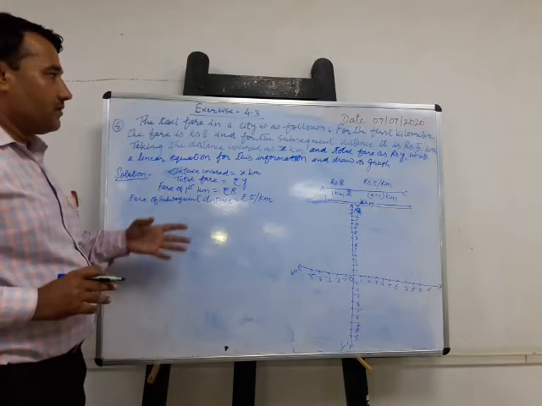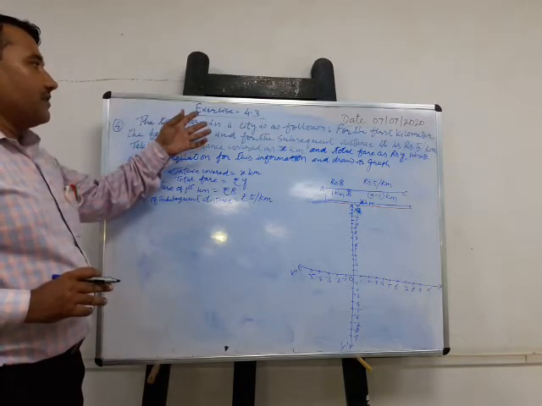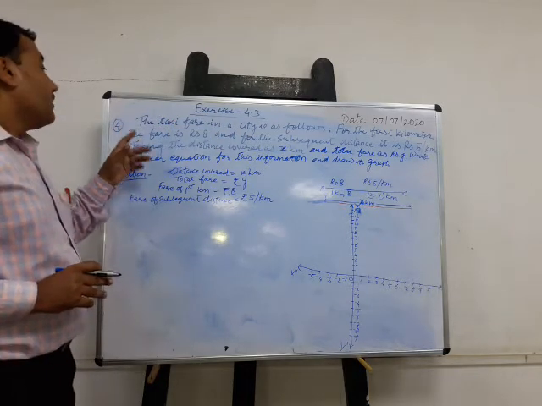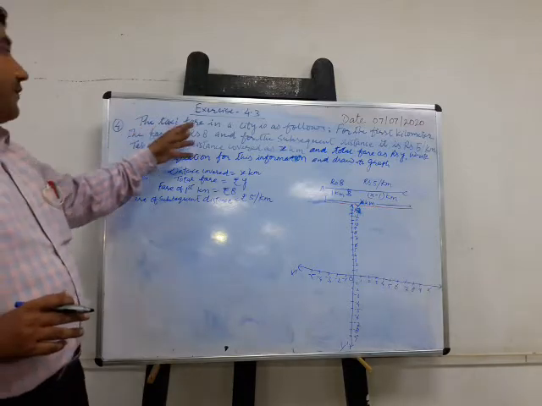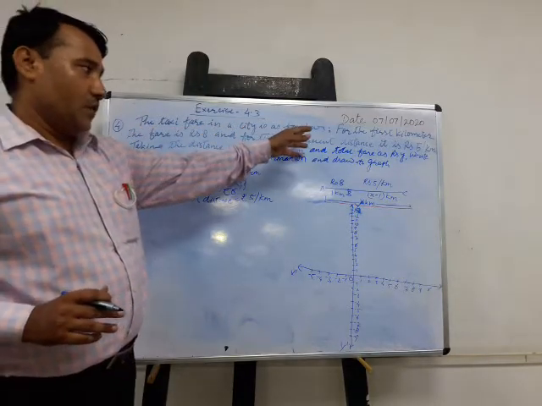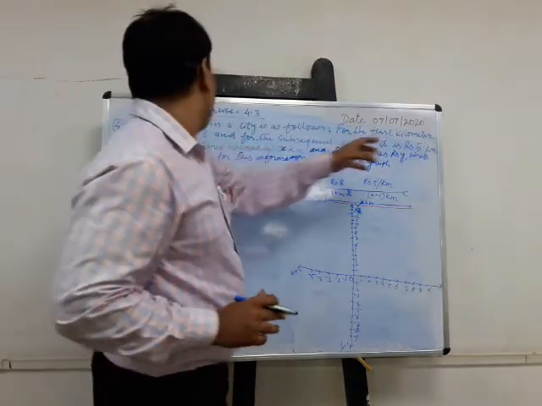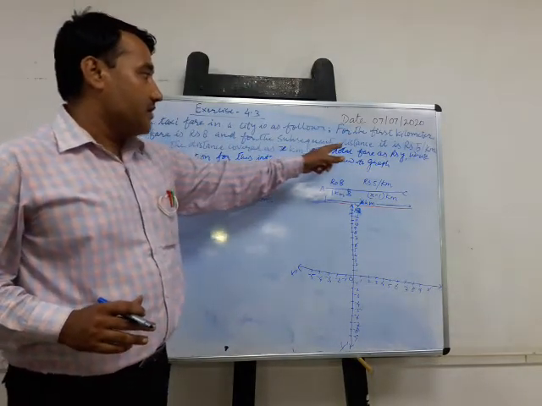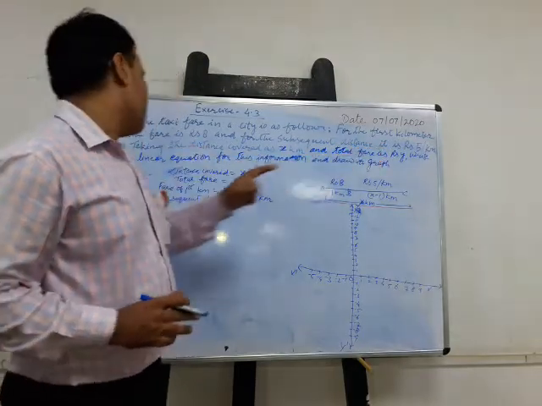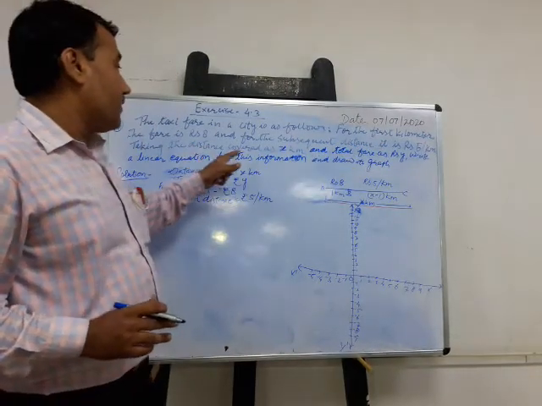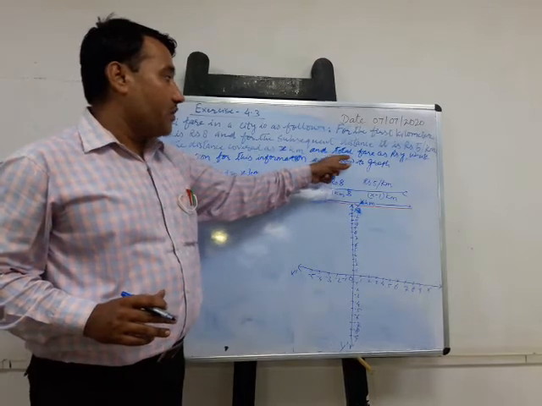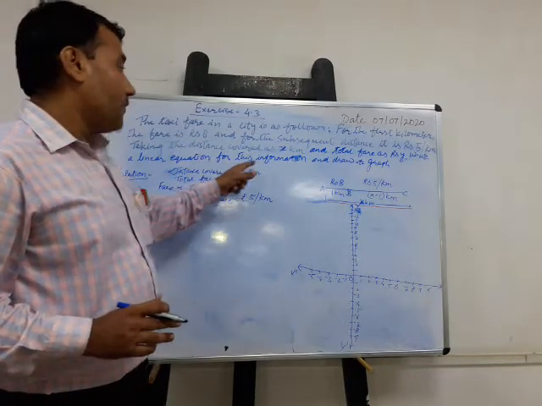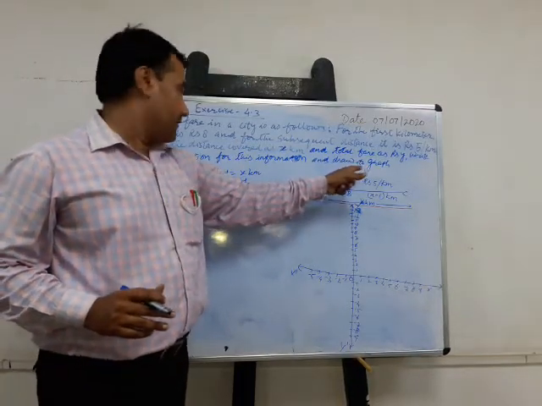Good morning, children. Let us see exercise 4.3, question number 4. That is very much important in view of examination, children. The question is, the taxi fare in a city is as follows. For the first kilometer, the fare is rupees 8, and for the subsequent distance, it is rupees 5 per kilometer. Taking the distance covered as x kilometer and the total fare as rupees y, write a linear equation for this information and draw its graph.